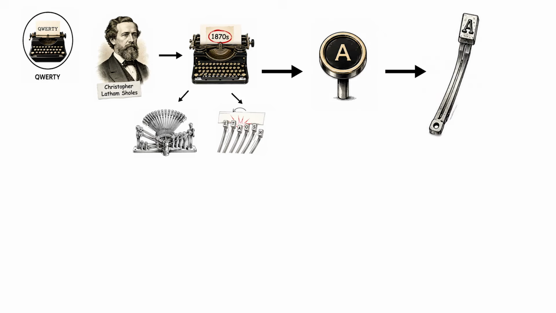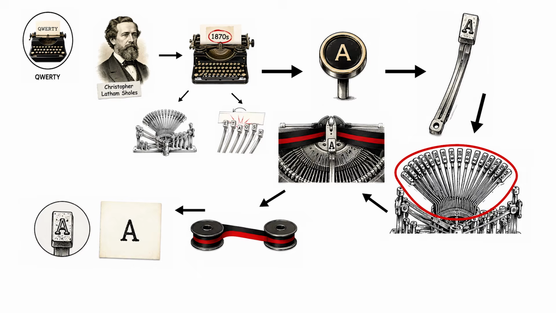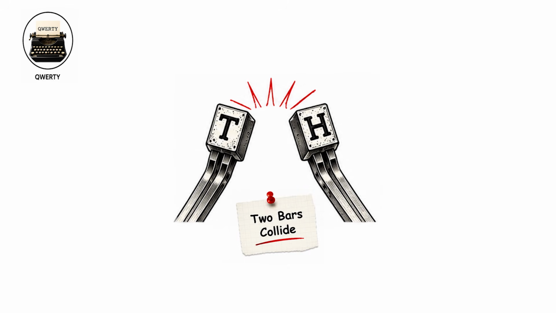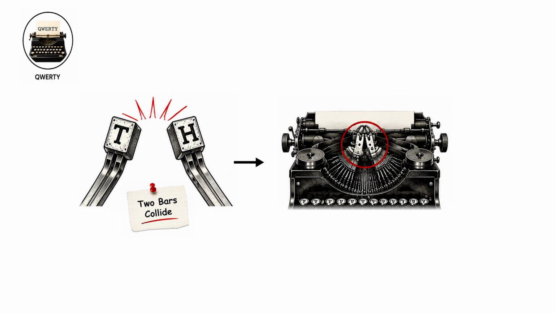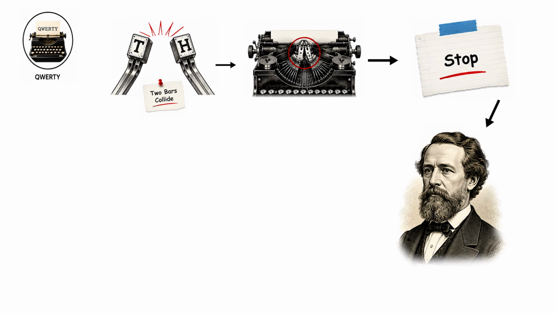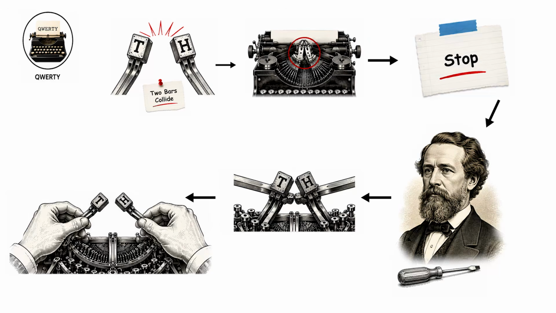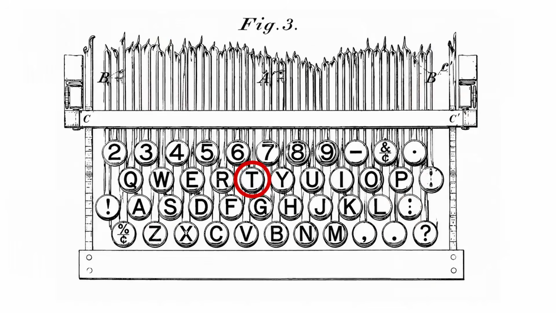Each key was connected to a metal type bar that swung up to strike the ribbon and print a character on the page. If two bars swung at the same time, they collided mid-air and physically jammed together, and the typist had to stop and pry them apart by hand before continuing. So Sholes looked at which letter pairs appeared together most often in English, and physically separated them inside the machine. T went to one side, H went to the other, so the bars connected to them would never be swinging through the same space at the same moment.